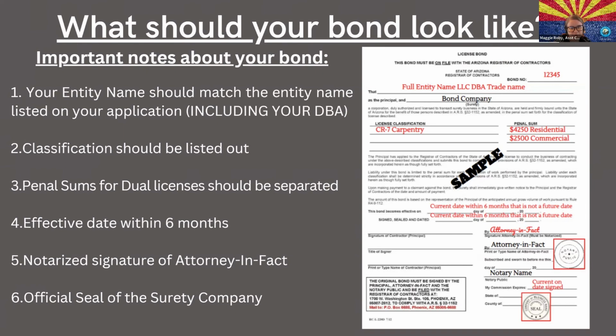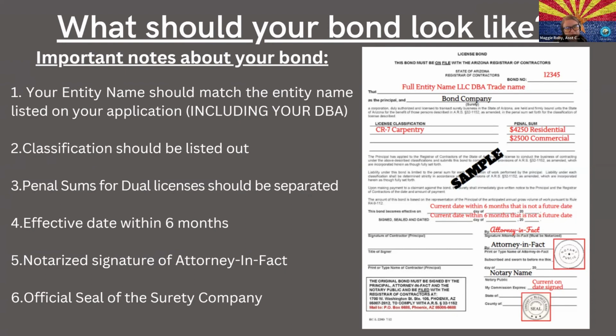So you can see the example here. It says a CR7, which is carpentry. And another important key thing here is that the penal sums are also listed out. So you'll see here on the right-hand side, the column for the penal sums, it lists out the $4,250 in residential coverage and the $2,500 in commercial coverage. So if you have a dual license, you will need to list those out separately, one listed as residential and one commercial. The effective date on your bond needs to be within 6 months.